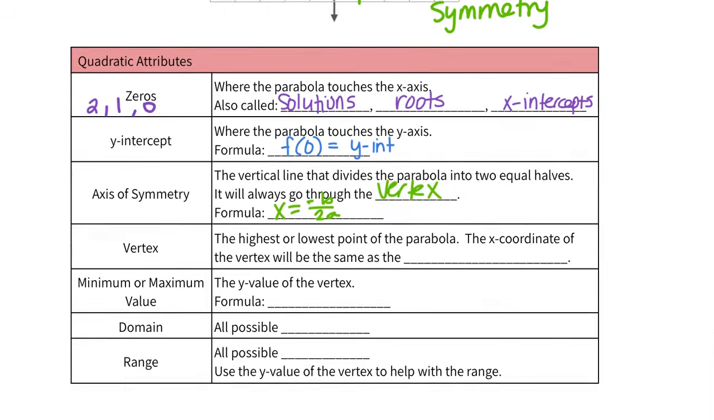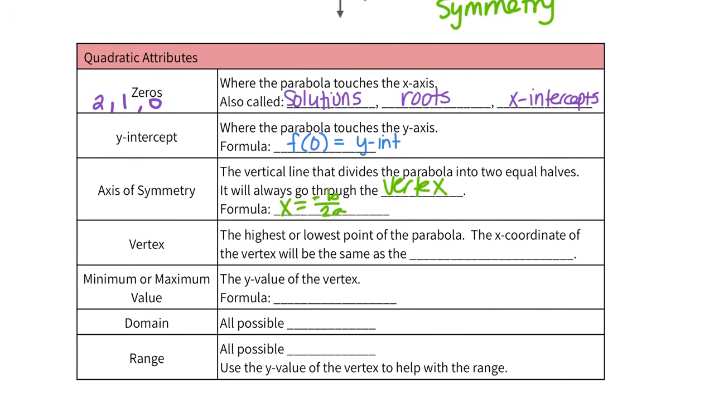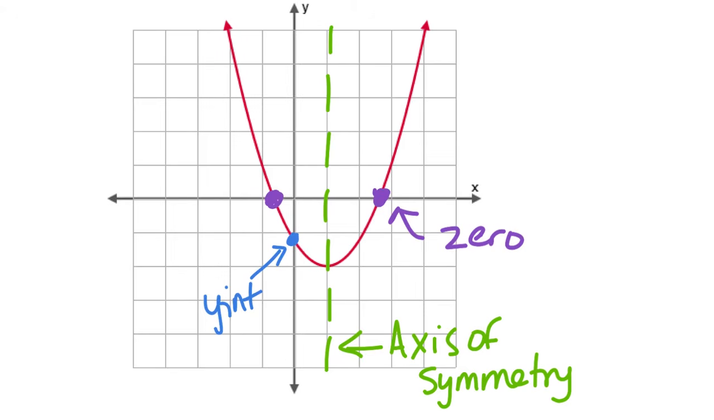Okay, so next thing is the vertex. And this will be the highest or the lowest point of the parabola, so it kind of depends. The x-coordinate of the vertex will be the same as the axis of symmetry. Okay, so looking here, this is my vertex. So see what I mean? As long as you know your axis of symmetry, it's going through that line.